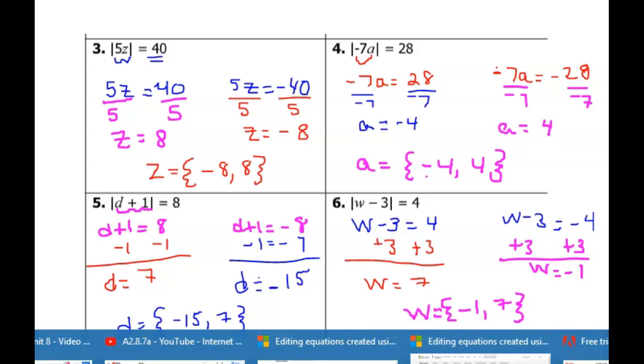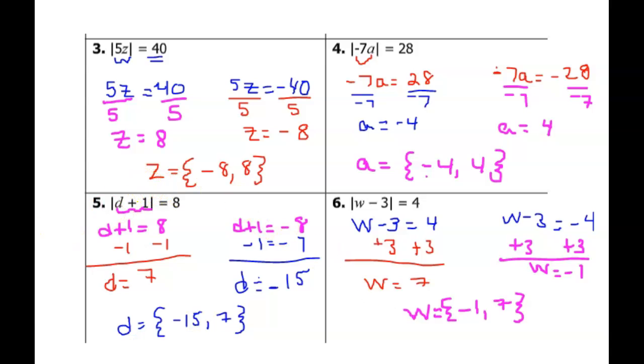How are we feeling, guys? How are we feeling about those absolute values? For number 5, D plus 1 equals negative 8, how is it 15? Wouldn't it be negative 9?